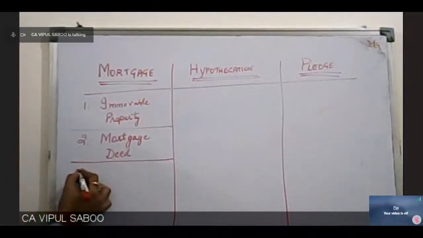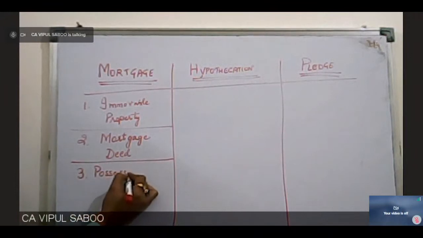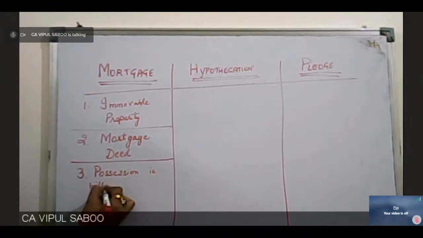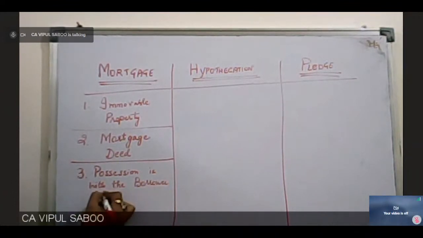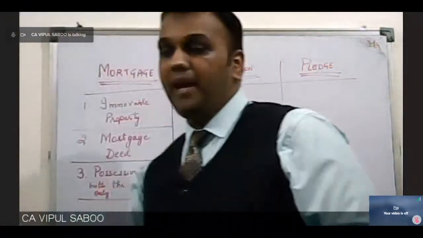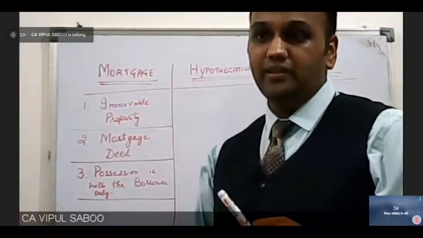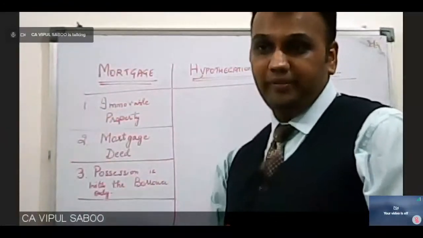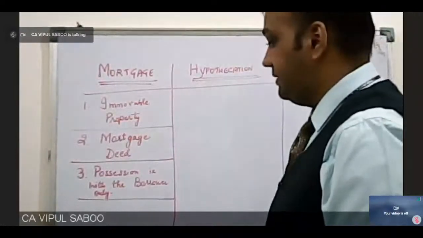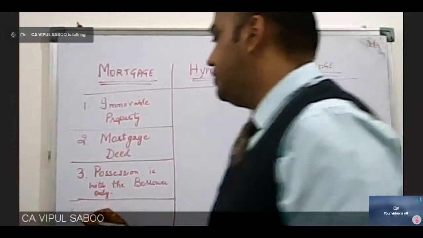Then immovable property, right? Possession is with the borrower only, while the bank gets a lien marked on what? What is lien? A right. Lien is a right. We'll do what is lien? A right over the legal owner of the property. Right over the legal owner of the property is lien. Okay? Possession is with the borrower only. Further, we'll do the example.